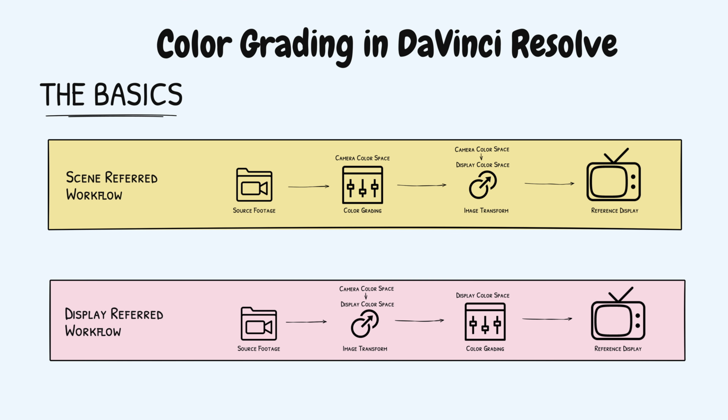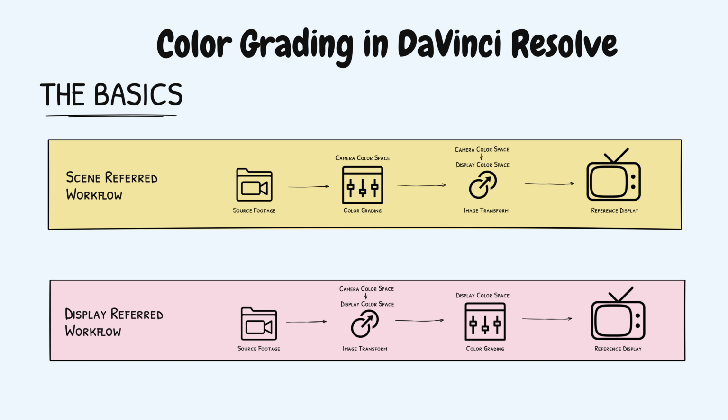Again, there are two kinds of workflows within color grading: the scene referred and display referred. In the scene referred workflow, we have the source footage, which is usually raw or log, and we do the color grading in the camera color space, then transform it to the display color space and monitor it on the reference display. This workflow is better because color grading is done in the camera color space, which is far bigger than the display color space like Rec. 709.